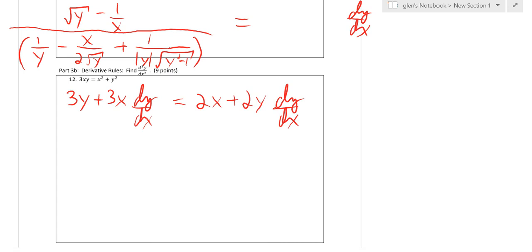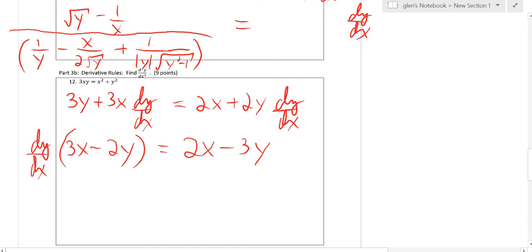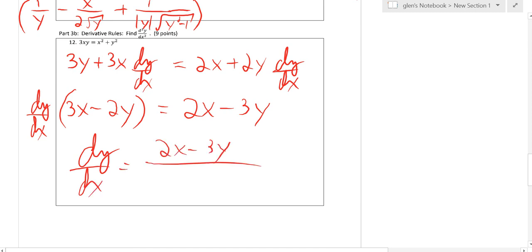I'm going to get, just like we did before, all the dy dx's on one side, all the non-dy dx's on a side. Again, it really doesn't matter what side you do it. I'm going to move all the dy dx stuff over to here. So you're going to have 3x dy dx minus 2y dy dx. And you're going to factor out a dy dx. And over here you're going to have this stuff left over. Okay? Then we're going to divide by 3x minus 2y.